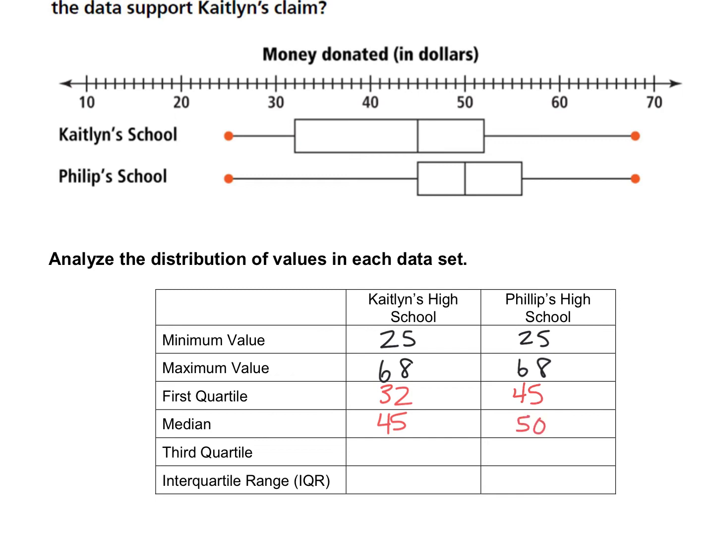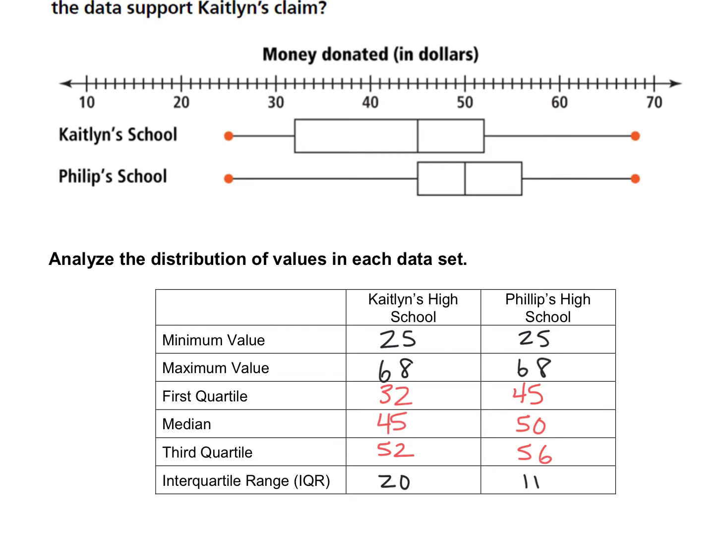The third quartile is the end of the box here. All right, so for Caitlin's school, her third quartile was $52 raised, and for Philip's, it was 56. And then we have this interquartile range. We abbreviate that with IQR. So the interquartile range is the range of the quartiles. What is the third quartile minus the first quartile? Visually, what is the distance of the box? What is it from here to here? So for Caitlin's school, the interquartile range was 20, and for Philip's, the interquartile range was 11.